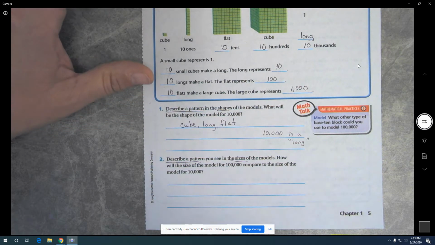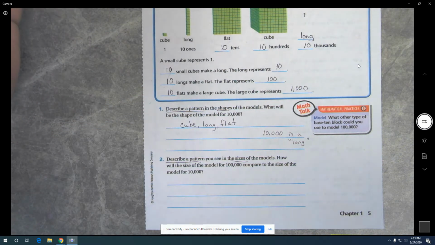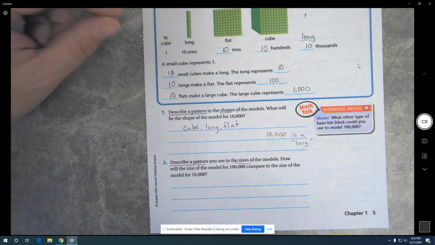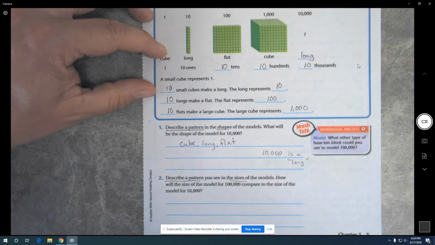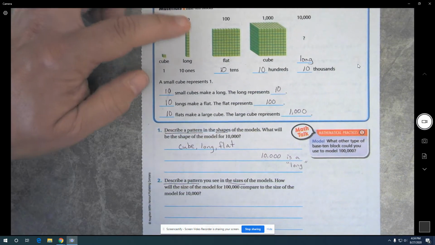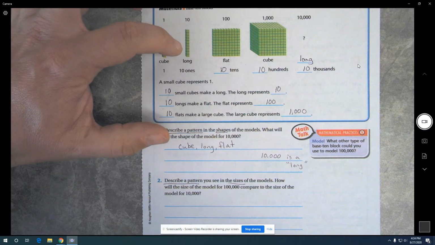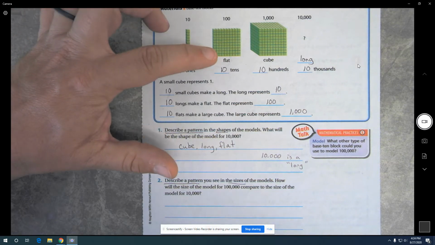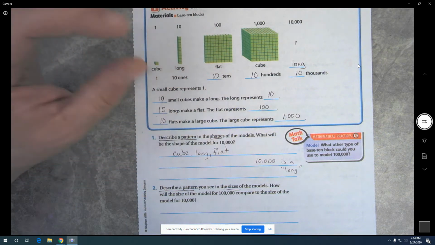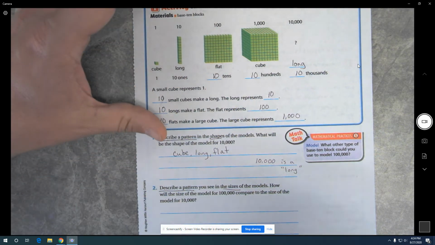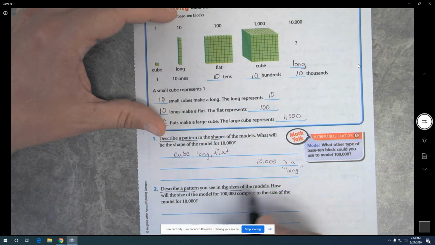So at first, I think some kids would just say, well, it gets bigger. And you're right, it does get bigger. But how many times bigger? Now think about that. This long is bigger than the cube. How many times bigger? 10. And this flat is bigger than the long, but how many times bigger? 10. And this cube is bigger than this flat, but how many times bigger? 10.